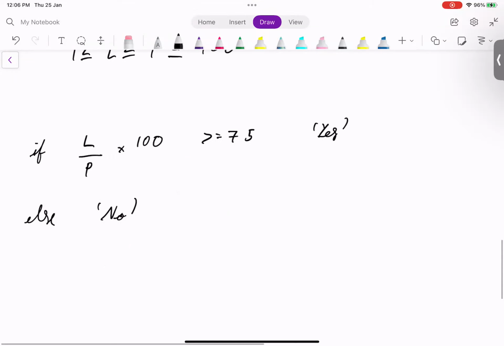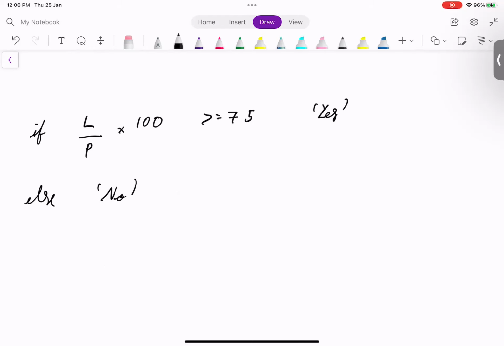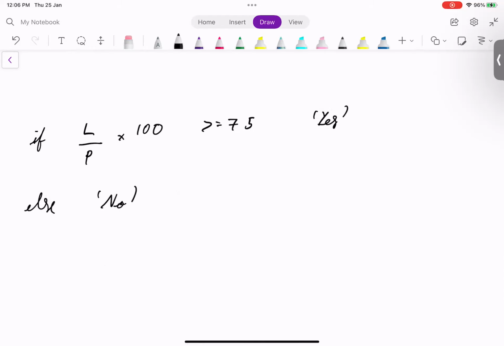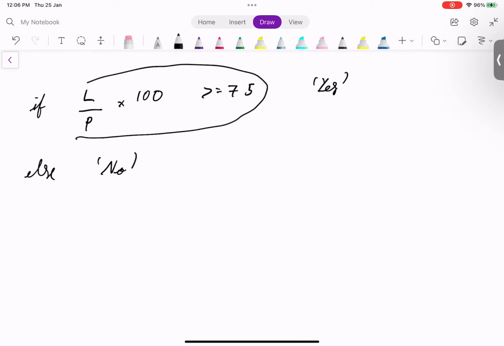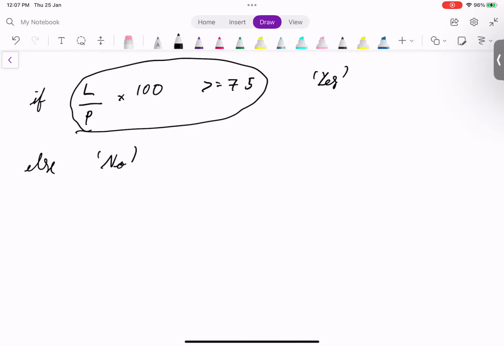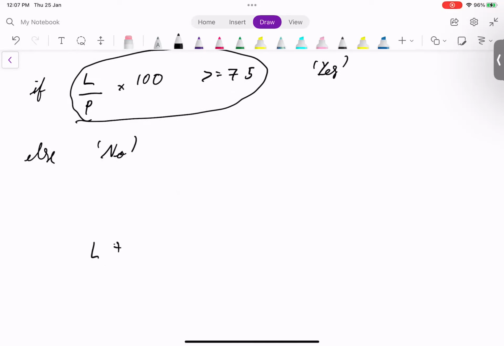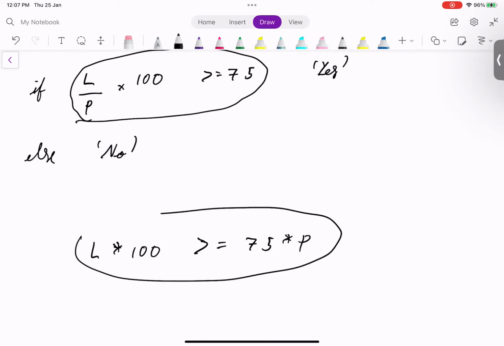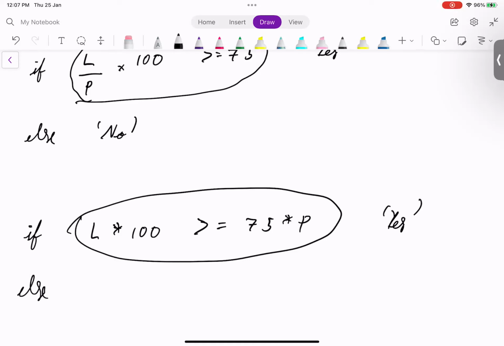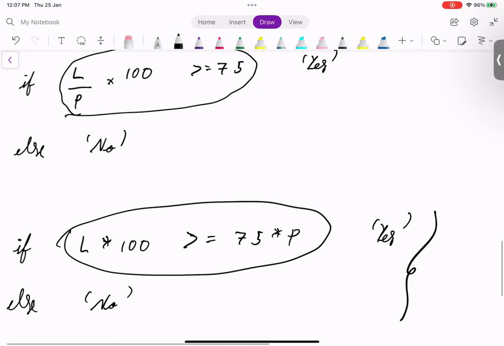And here, when we are performing L by P division, it can be some value in floating points, right? To avoid floating point issues and ensure this condition is accurate, because in floating point we only include the first 6 decimal points and ignore the rest, we can just reformulate it and check if L into 100 is greater than or equal to 75 into P. There is no involvement of floating point values here. If this holds true, then it's a yes, else it's a no.